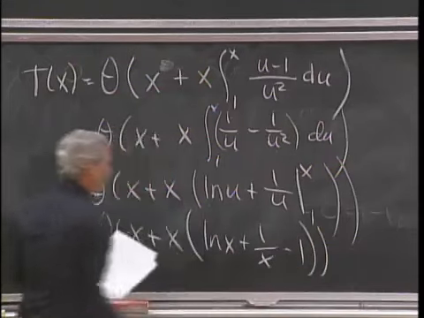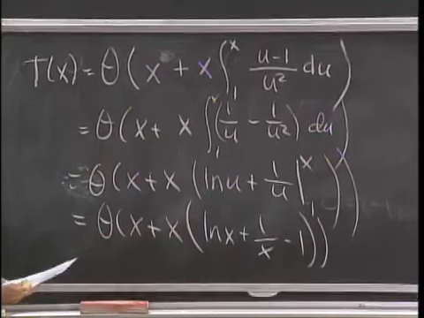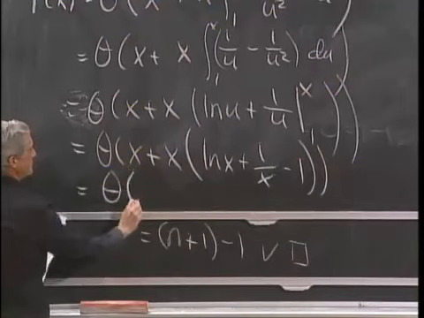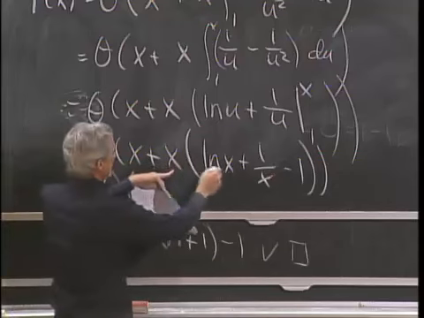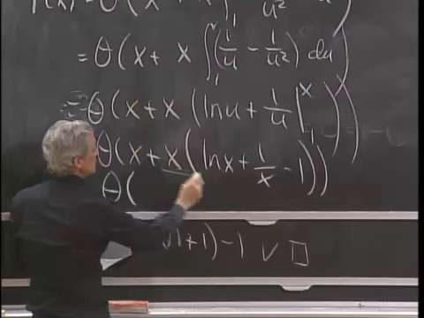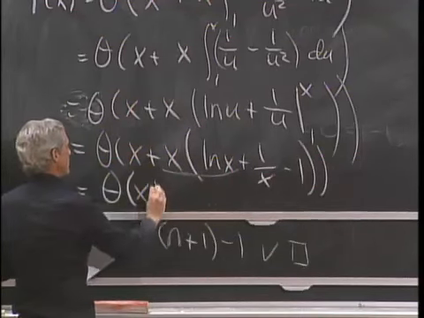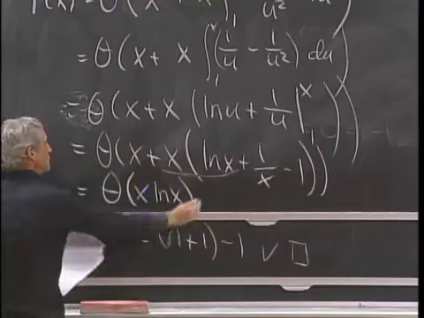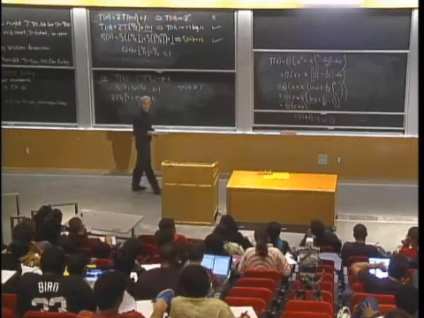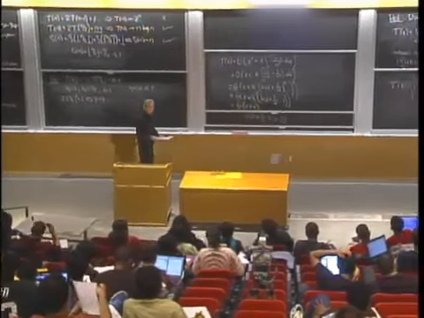All right. And I'm doing thetas here, so I can forget the low order terms. So I get x log x plus 1 minus x. This is the only term that survives, x log x. And that's right. T of n is in fact theta of n log n. So in fact, it's theta n log n. OK?